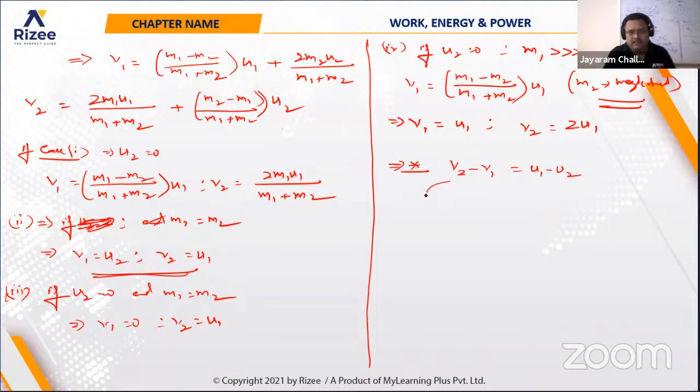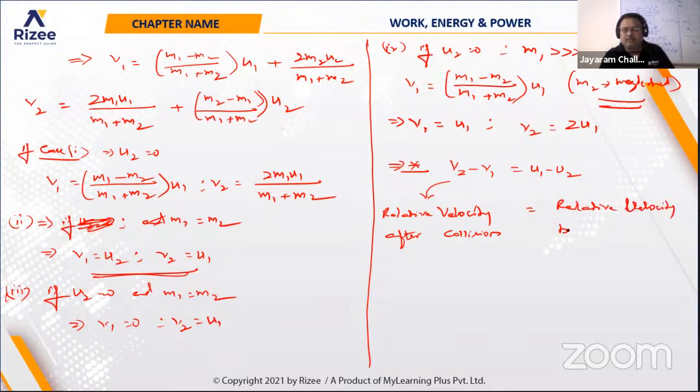That means, what is this? This is the relative velocity after collision, which is equal to, this can be written as, the relative velocity before collision. Fine. So this is another very important relationship that can be useful for us.